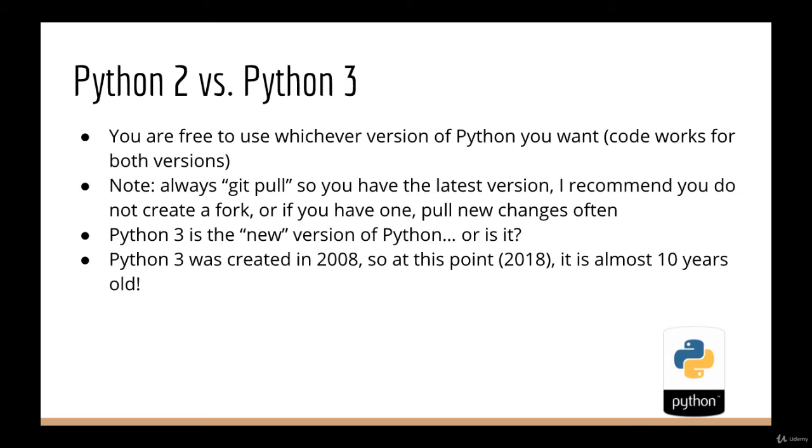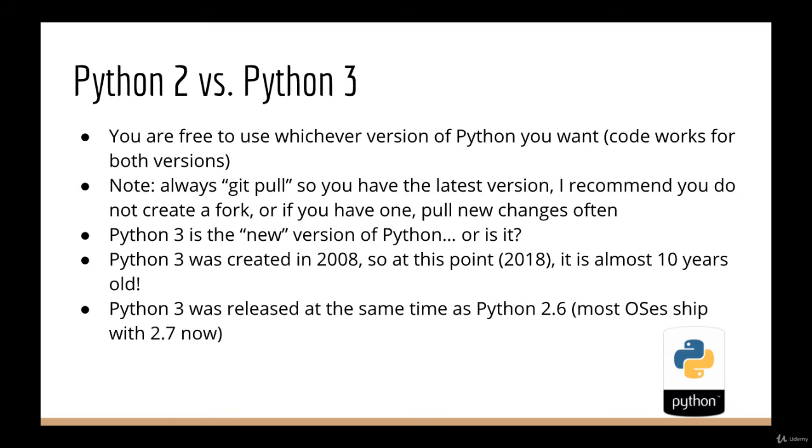In fact, Python 2.6 was released at the same time as Python 3, so Python 2.6 and Python 3.0 are actually the same age. Some people think that because 3 is a bigger number than 2, that means we should use 3. Of course, you can see why this is a somewhat superficial way of reasoning.